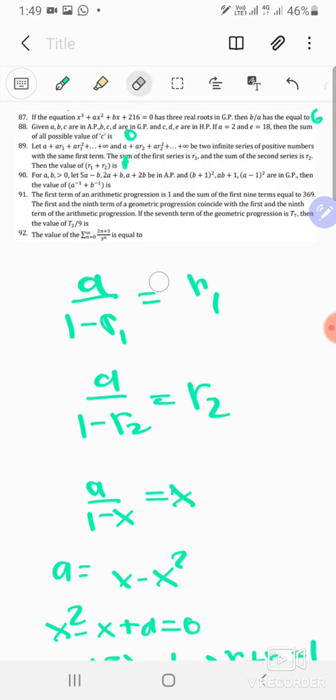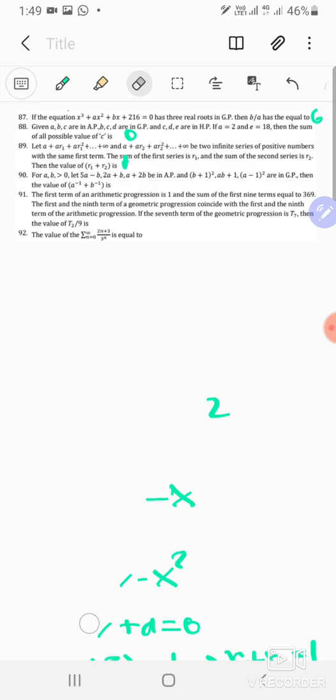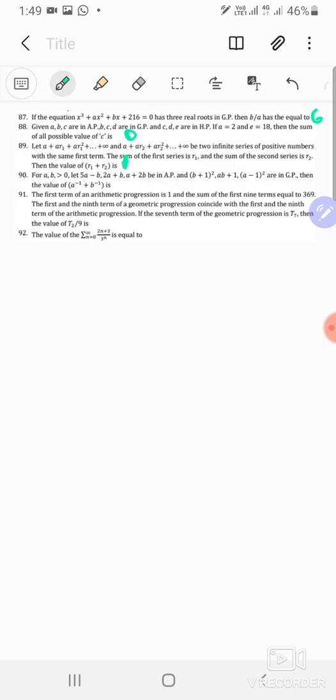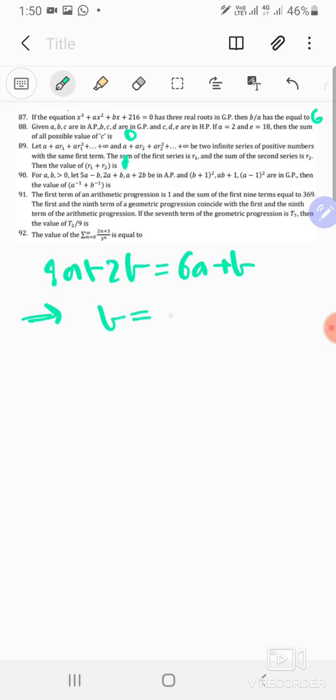Okay, so the next question is: for a and b greater than 0, let 5a minus b, 2a plus b, and a plus 2b be in AP. So that means 2 times (2a plus b) is equal to 5a minus b plus a plus 2b, that's 6a plus b. That tells me b is equal to 2a.